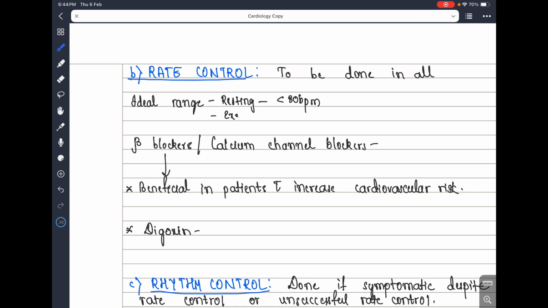And during exercise, it should be less than 100. Ideally they say less than 100, but it's very difficult to control to less than 100. So you can take it as 100 to 110 beats per minute during exercise. There are two important things that you can use. Beta blockers and calcium channel blockers. In calcium channel blockers, it is verapamil and diltiazem.